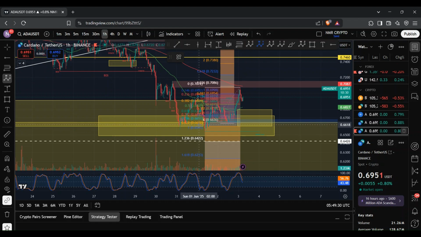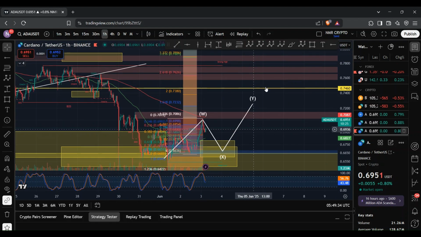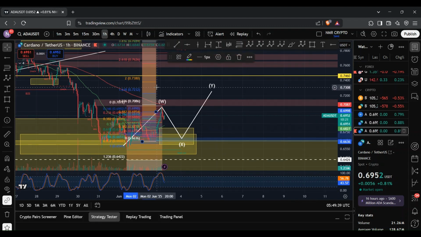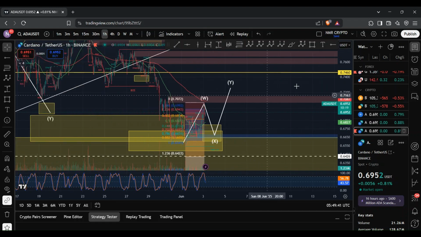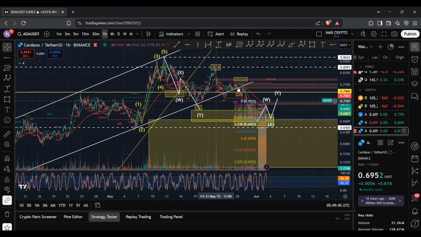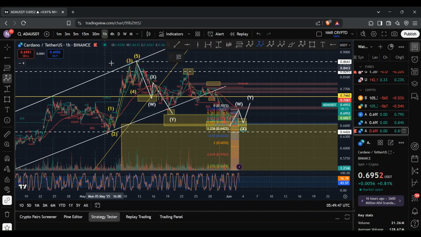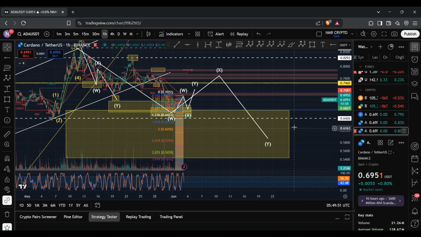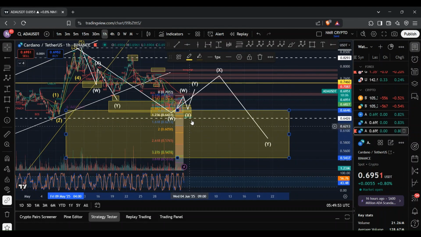So if I draw that in, essentially what's playing out right now is something to this effect, and then we could potentially get rejected at that 74.6 cent mark. And yeah, if we do get rejected, then that will further confirm that we're bearish, and then we could have a potentially bigger WXY structure that's forming, like so, and then ADA has the potential to go slightly deeper within this range here.